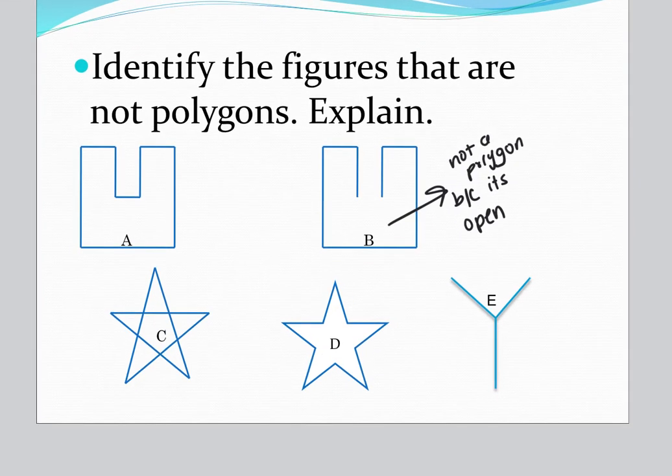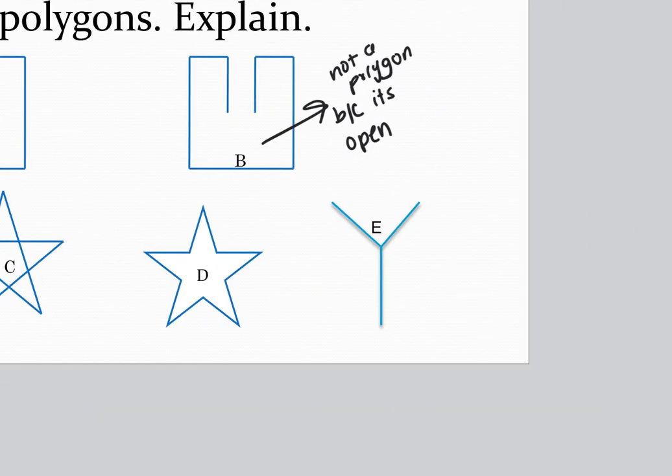What else is not a polygon? Go ahead, Santi. E. E is not a polygon. Why? Because it's not closed. Yeah, you could say it's not closed. You could also say that each segment doesn't intersect two segments, right? Like this bottom one intersects two segments, but it's one at each endpoint. So there's a lot going on here, right?